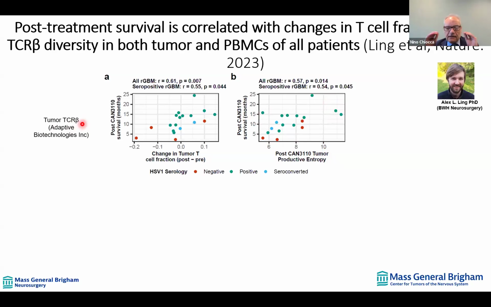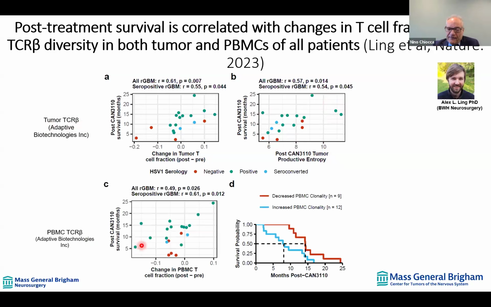Now, the T cell clones that come to the tumor are coming from the periphery, right? They're coming from the blood. And so we asked the same question from blood, and we got the same answer. The more of a change in PBMCs, in T cell clonotypes in the blood, the better the survivorship. And again, clonality is an indication of diversity. Less clonal means more diverse. And so, less clonality and more diverse T cells in the PBMCs, the better the survivorship.